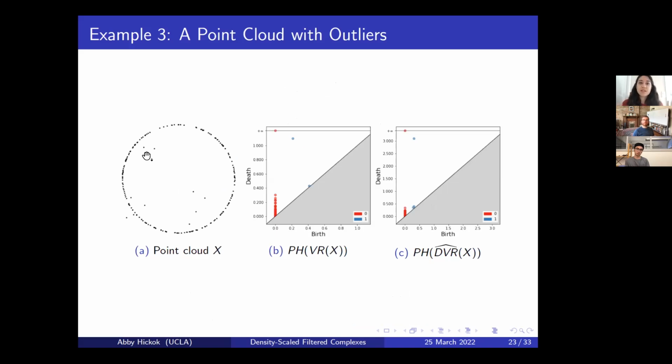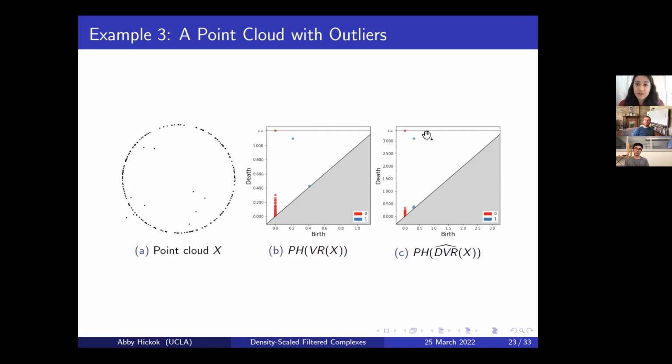Okay, next example. This is also a two-way example, but this is a case where we have some outliers in the data. I've sampled, I think, 200 points from a circle and then about 10 points from the square that contains it. So we have some points in the interior here and over here. This is mostly not an example to show you that the density scaled complex does better than the Rips complex. This is mostly an example to show you that things still work when there are outliers.